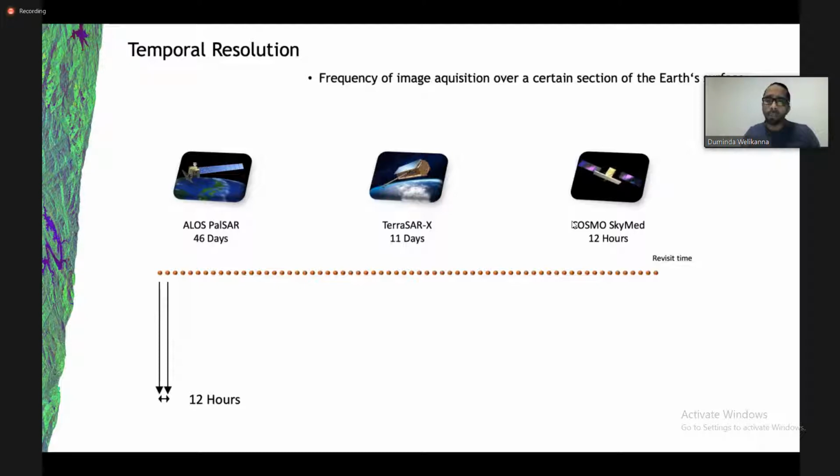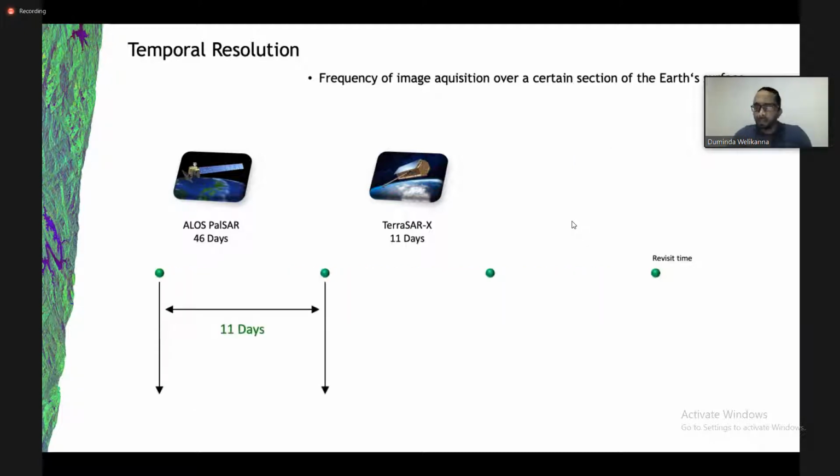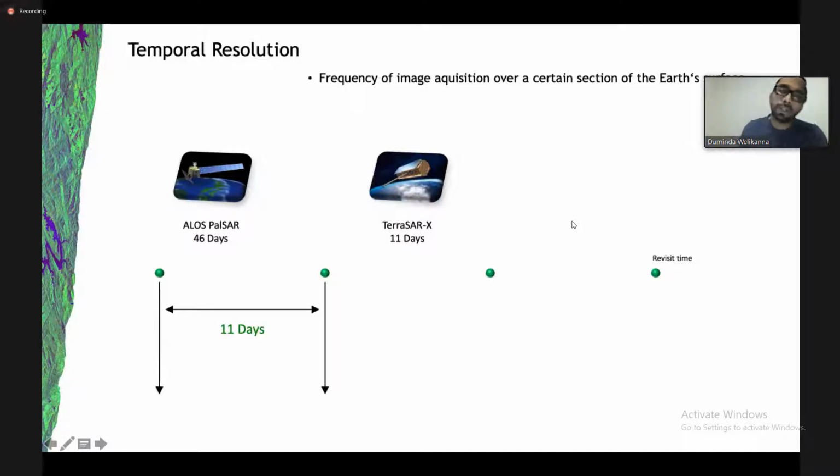Right, so hope you understand that. So basically, you can see if I have ALOS 46 days, most probably between the 46 days of ALOS, I will have 3 TerraSAR accesses, right? So for ALOS, I will have only 2 images, but if I use the same period with TerraSAR, I will have 3 images. So you as a scientist or a researcher doing satellite image processing, you should understand how much temporal resolution I need.